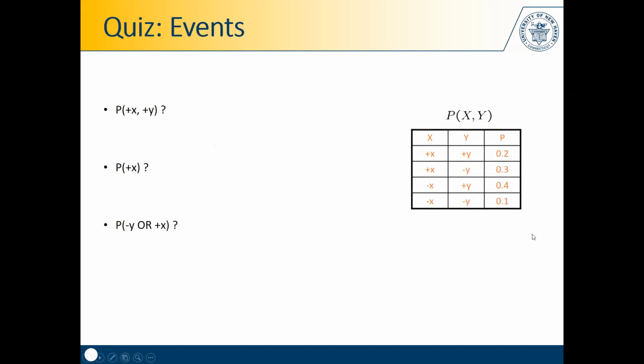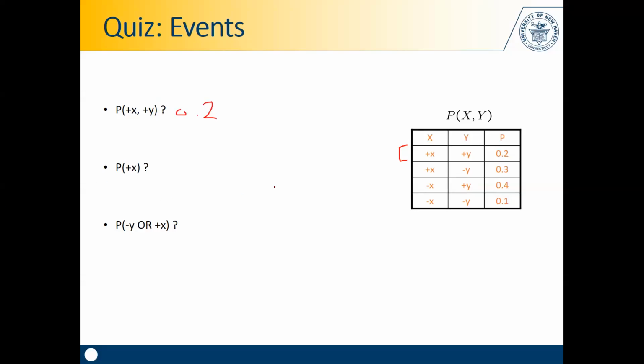So let's walk through a quick example. Given this joint distribution, what is the probability of this event: X being plus X and Y being plus Y? Well, this is just a simple lookup, right? We just look at the table and find the corresponding row to this event. The probability of this event is thus 0.2, right?